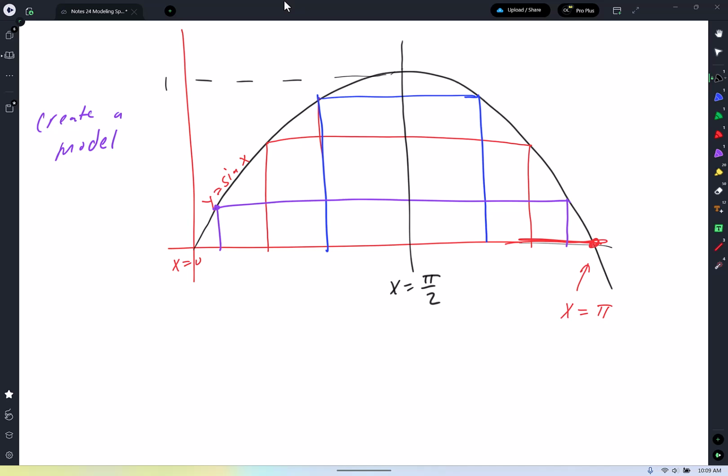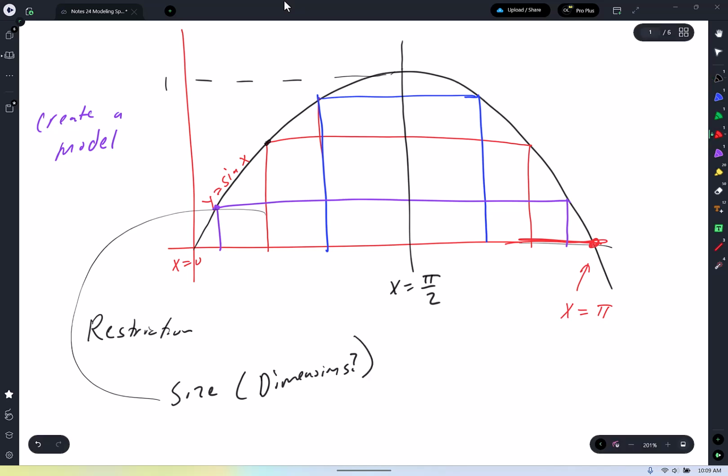Area. So let's see. I guess a restriction. Well, I guess first we've got to come up with a model, right? So what is the size of this red rectangle right there? Size or dimensions? Dimensions.